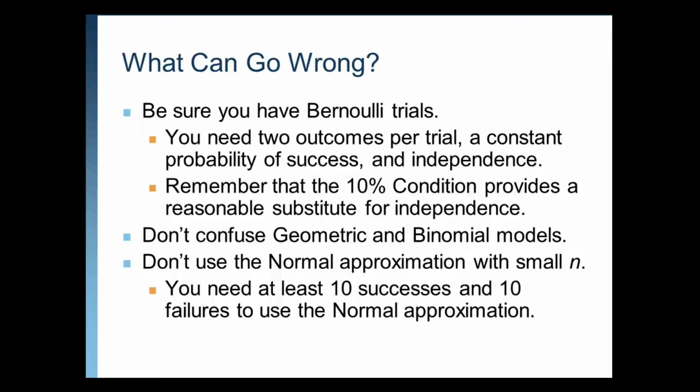Okay, so what can go wrong? Be sure we have Bernoulli trials. You need 2 outcomes per trial, so it has to be a success-failure situation. A constant probability of success. So if you were to take a test, and the probability of passing is 60% the first time and 80% the second time, well, that's not a Bernoulli trial, because the probability changed. And independence. If you don't have independence, then you need to follow the 10% condition.